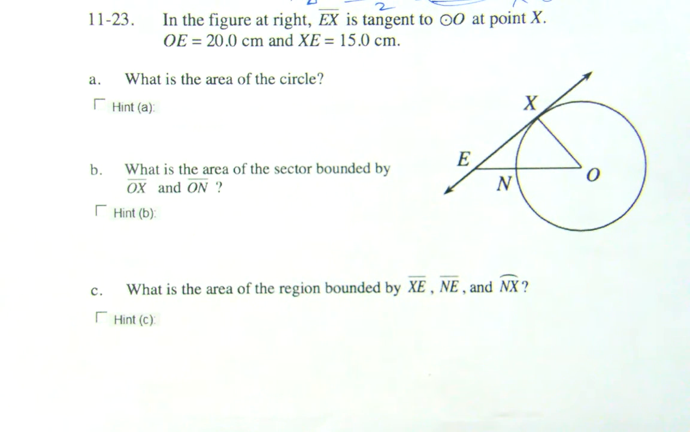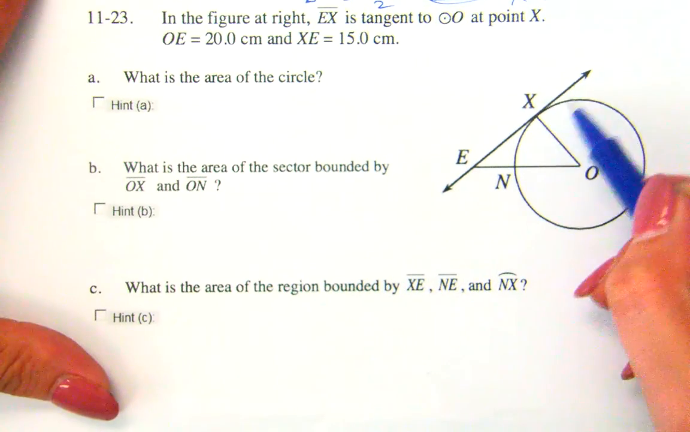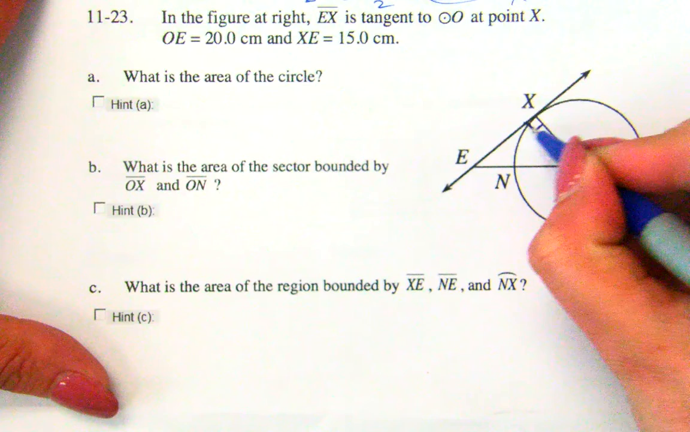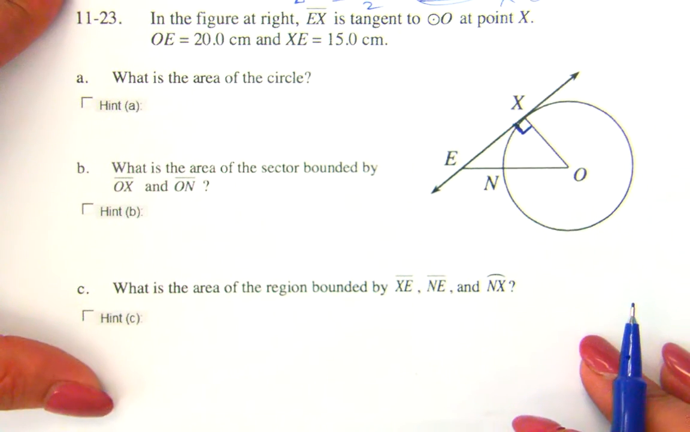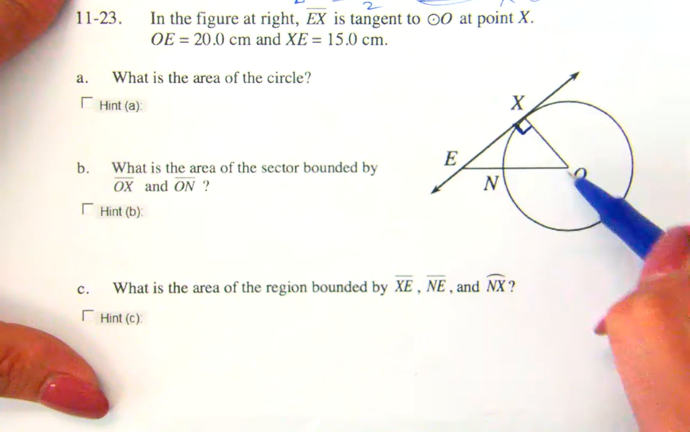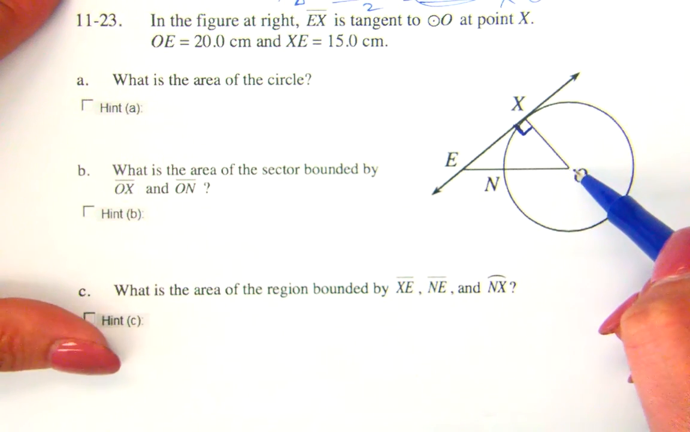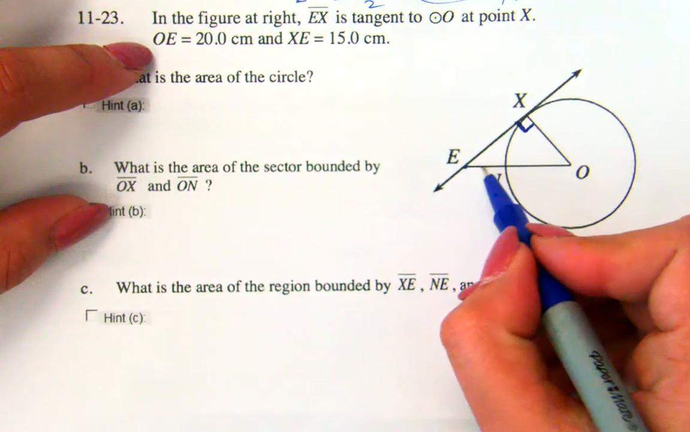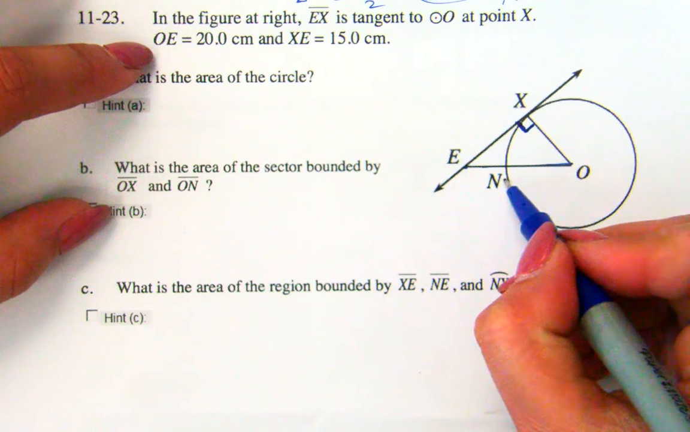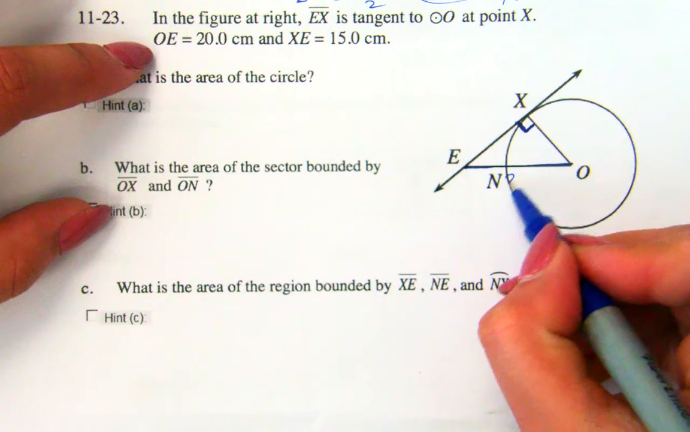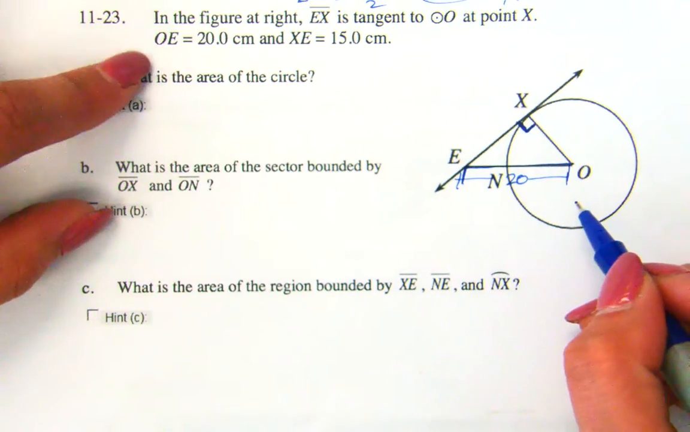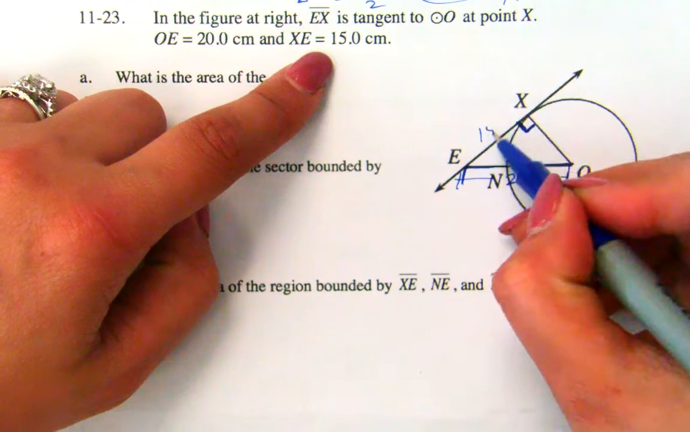So first thing, EX is tangent to circle O at point X. So if this line is tangent to this radius, then it should automatically give me a 90-degree angle in this top corner here. Okay, that's 90 degrees. A tangent to a circle is always at 90 degrees with the radius. OE is 20, so from O to E, this whole entire segment has a distance of 20, from here to there. And then E to X is 15 centimeters.